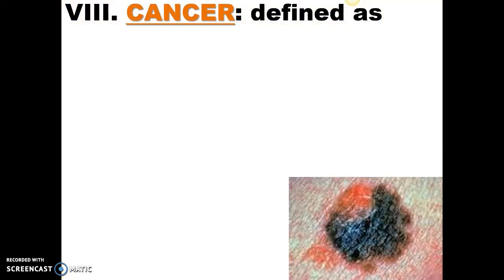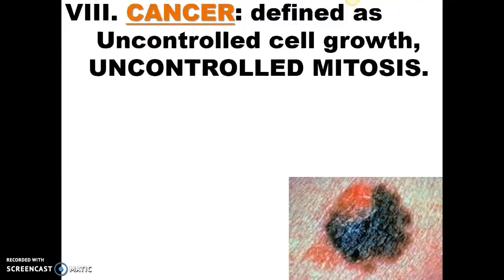Alright, topic number 8, cancer. Cancer can be broken down into 2 words. Uncontrolled mitosis. It's just cells which all of a sudden that stop signal isn't recognized anymore, and they continue to grow. So if cancer is just uncontrolled cell growth, why is it bad? Because too much of a good thing is a bad thing.